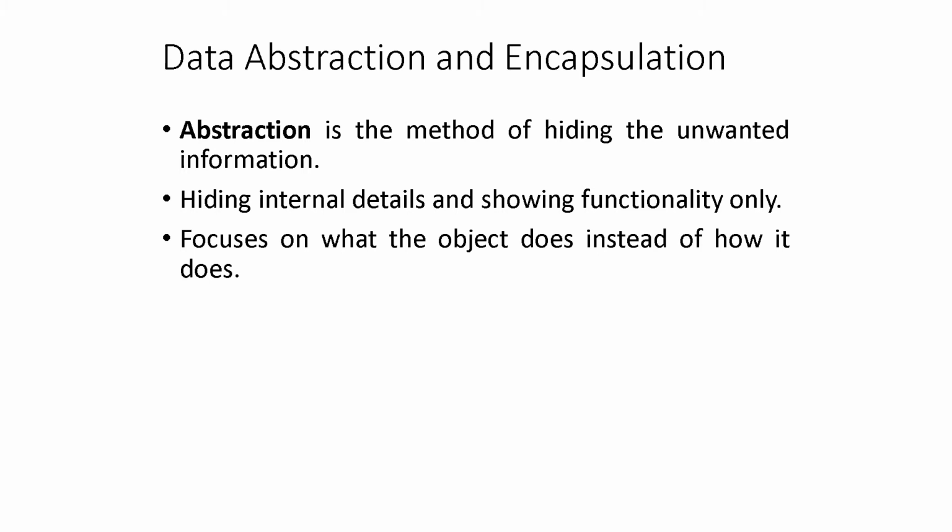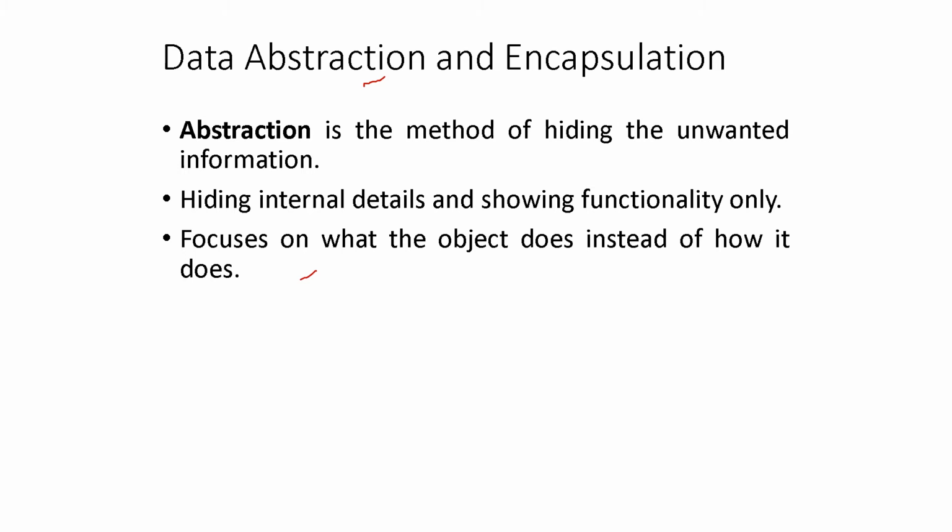Next is data abstraction and encapsulation. What is abstraction? Hiding unwanted information. That is the main characteristic or concept of OOP, the data hiding technique. That particular method is known as abstraction. It is a method of hiding the unwanted information that need not be made public, so it is kept hidden. That is abstraction: hiding internal details and showing functionality only.